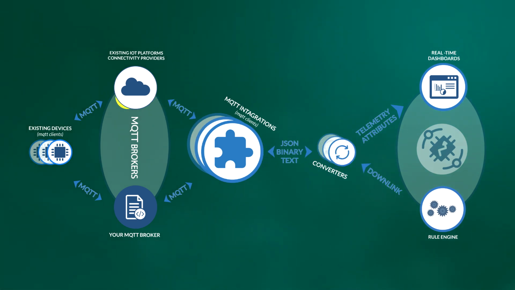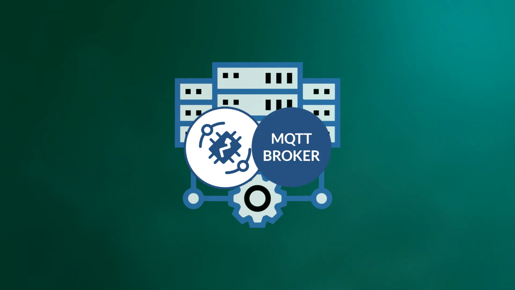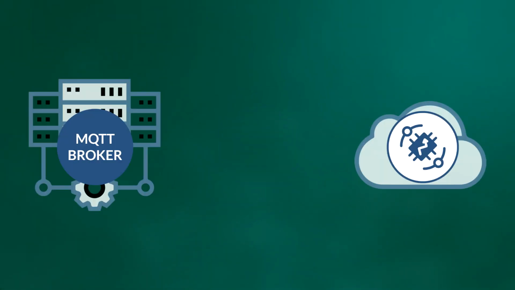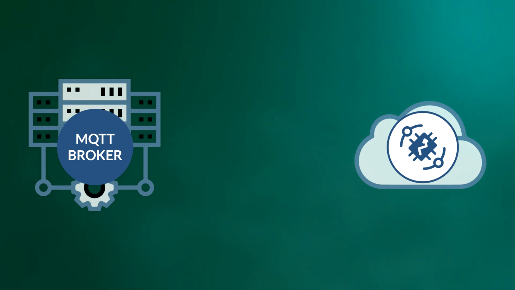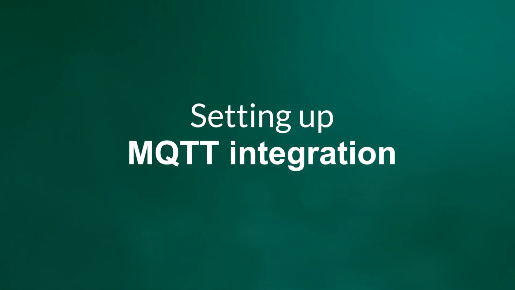to external MQTT broker. Pay attention, your MQTT broker should be either co-located with ThingsBoard instance or deployed in the cloud and have a valid DNS name or static IP address. In other words, ThingsBoard instance that is running in the cloud cannot connect to a local MQTT broker deployed in your local area network. Now let's configure the integration.